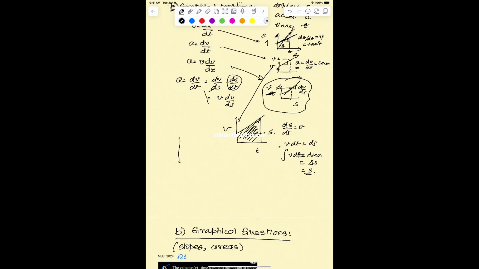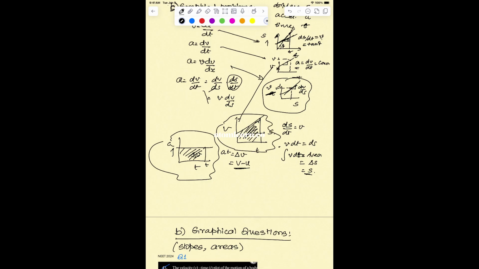Now, similarly, you have the area under the acceleration-time graph. Because we are dealing with constant acceleration, it will be a straight line graph like this. Therefore, at any time, the area is a into t. A into t is nothing but the change in velocity, because a is constant. Therefore, that is delta v, which is v minus u, the final velocity minus the initial velocity. These are the two graphs which will be given during your exam. Now we have studied all possible graph questions which you will get.